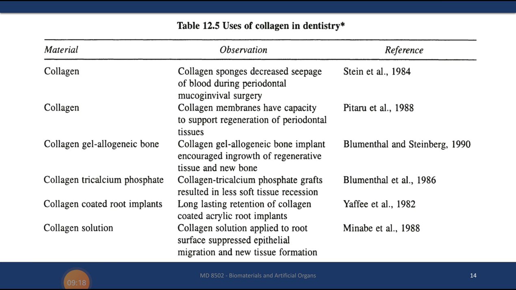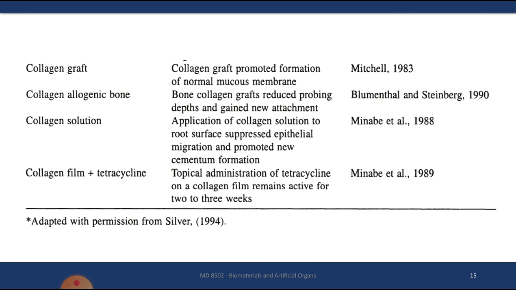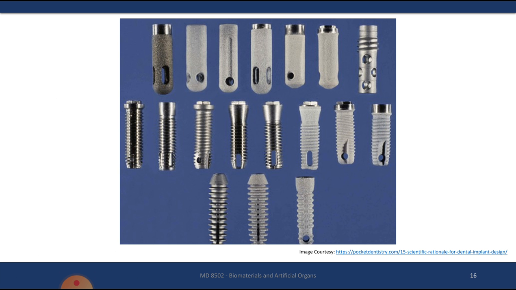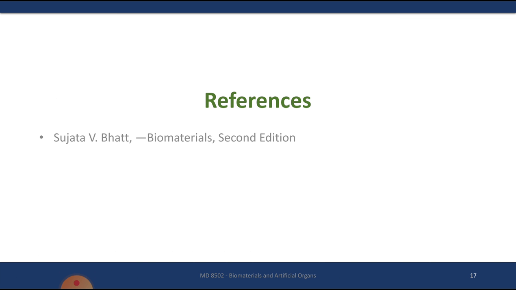This table shows the uses of collagen in dentistry. You can go through it, and in this picture you can see the different ceramic materials, metals, and different shapes and sizes of dental implants. All these things can be found in your textbook 1.